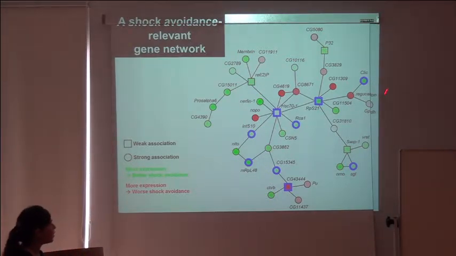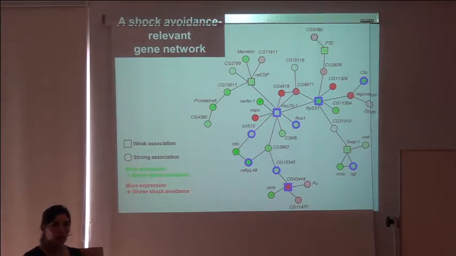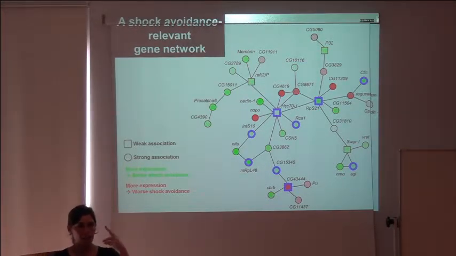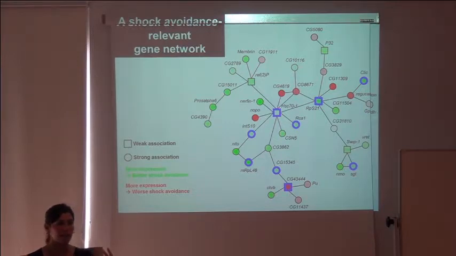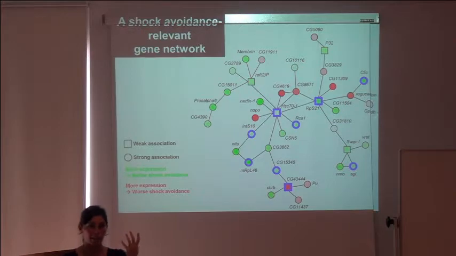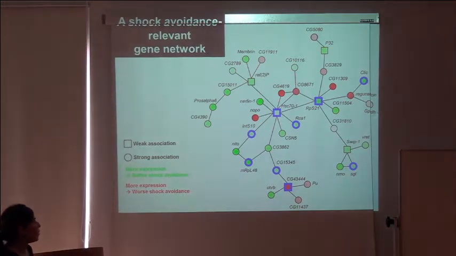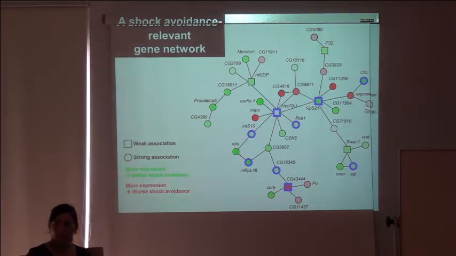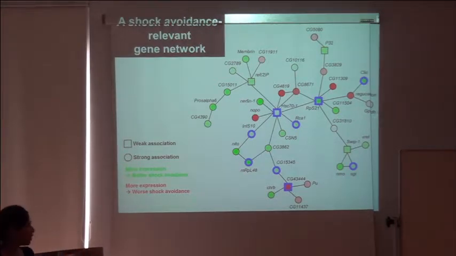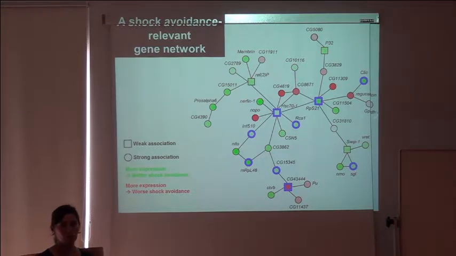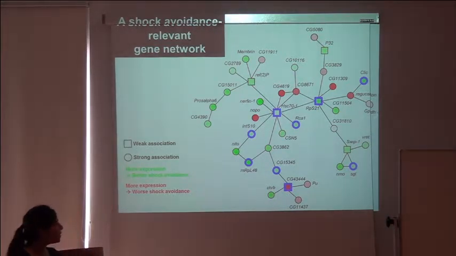That means we start with 50,000 genes or proteins, and then we basically cut every node that doesn't have a good association with shock avoidance, and every node that has an association stays. And like this, we can cut here and there, and finally we get something smaller. And then you look at this and wonder, well, what is it, right? So then what we did, we went online and looked up the function of all of these genes. Most of them were not really known at all, not studied at all. A couple of things popped up.